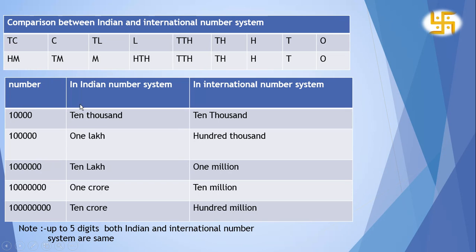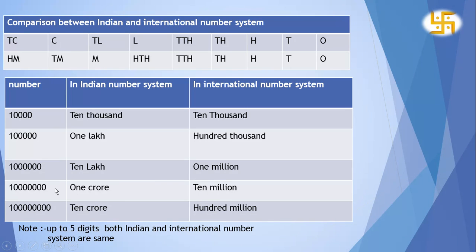Look, for example, 1 followed by 4 zeros is 10,000 in the Indian number system, and it is also 10,000 in the international number system. 1 followed by 5 zeros is 1 lakh in the Indian number system, but 100,000 in the international system. 1 followed by 6 zeros is 10 lakh in the Indian number system, 1 million in the international system.